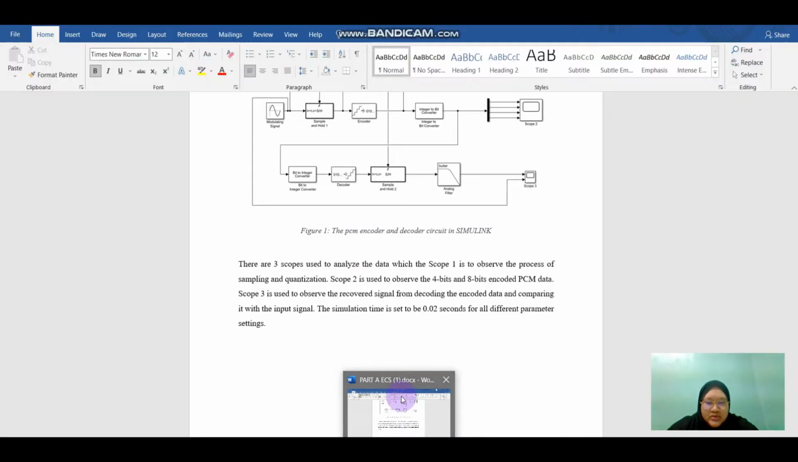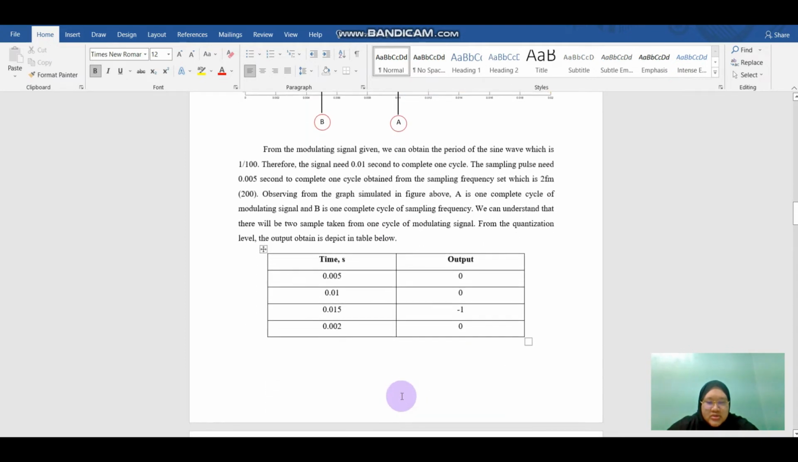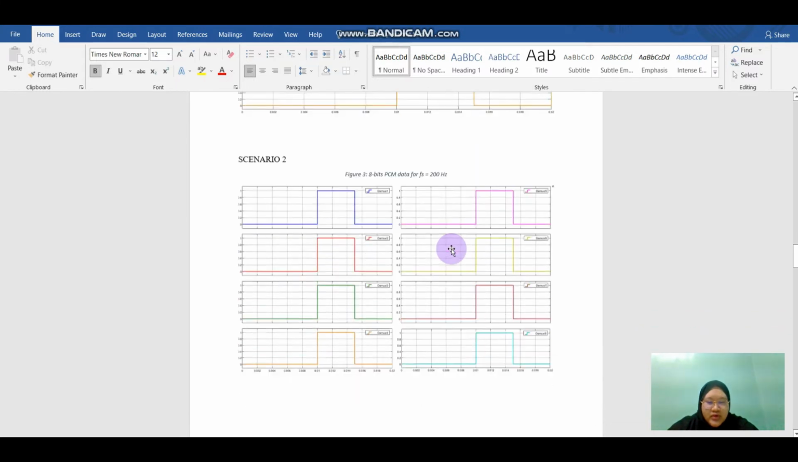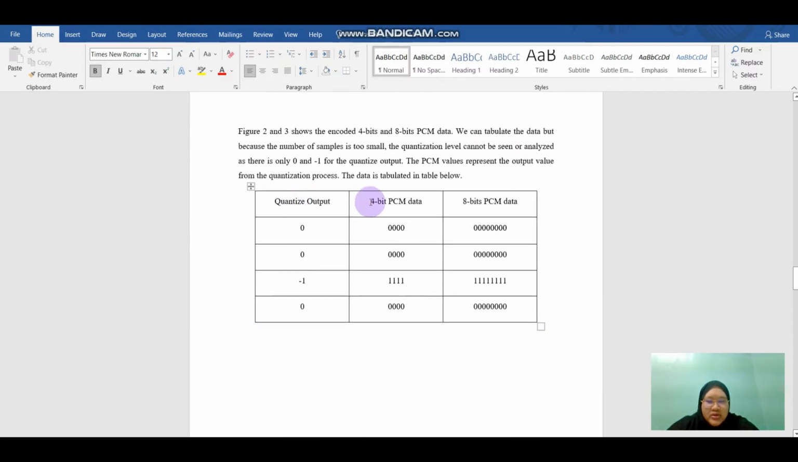I have tabulated this data in this table right here. This is the data that I have tabulated in the report for the 4-bit.